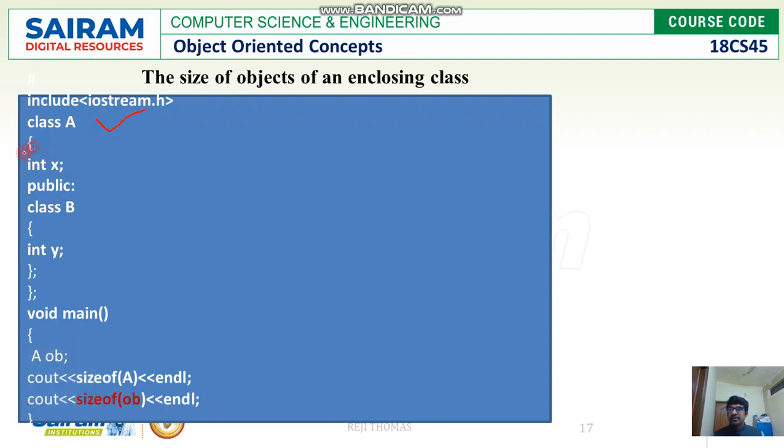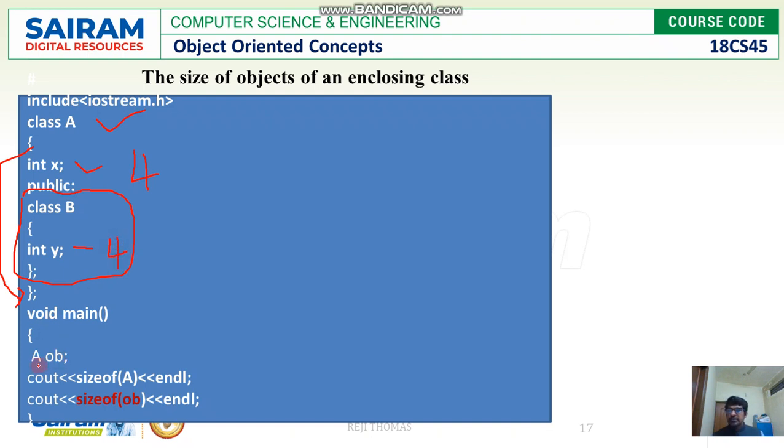So A starts here and ends here, and we have another class called B, which starts here and ends here. Okay, so we have got two classes, one is A, the other one is B. Now if you look at A, it has got a data member, and obviously 4 bytes will be allocated for this. Look at B. We also have got a single data member of type integer, so 4 bytes of space will be allocated for this.